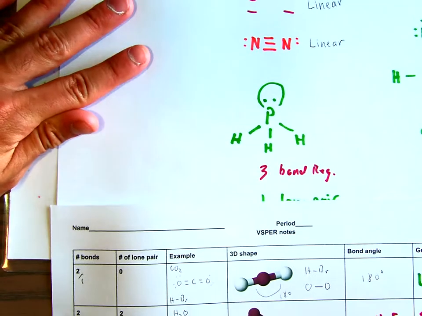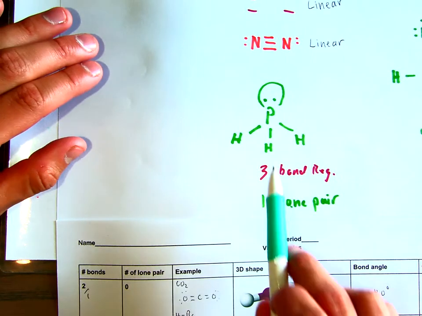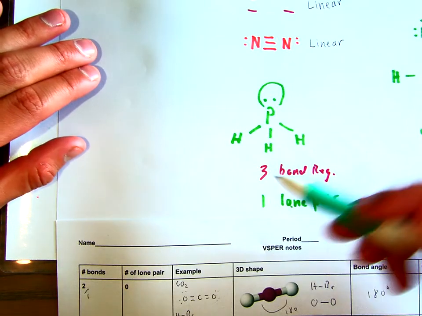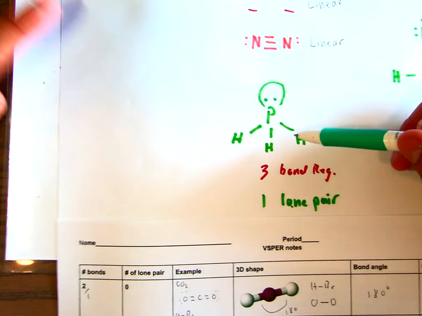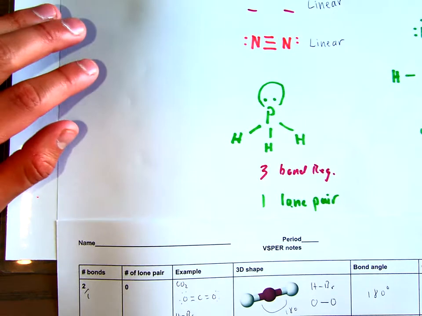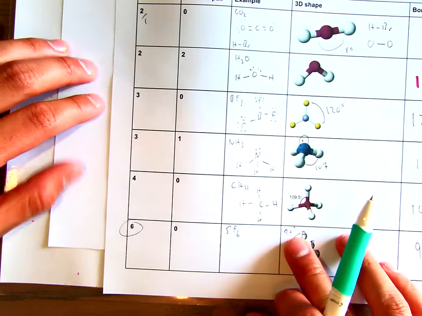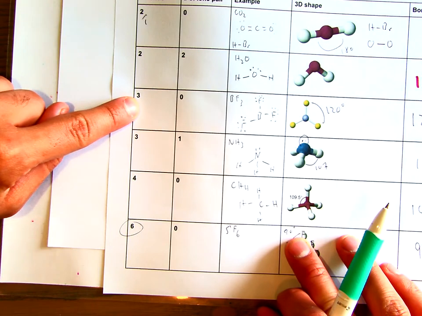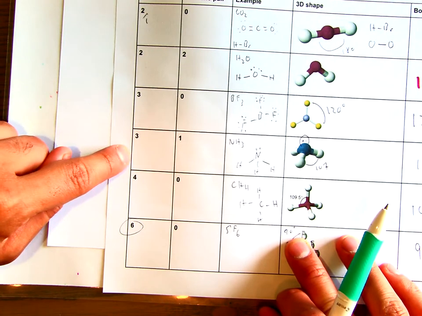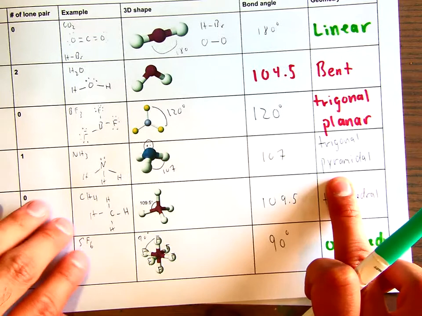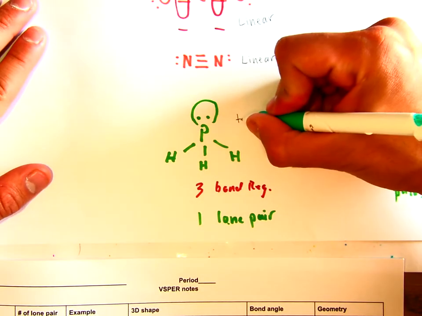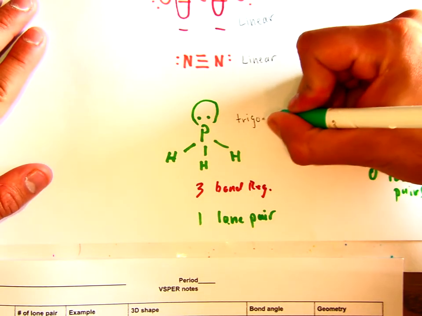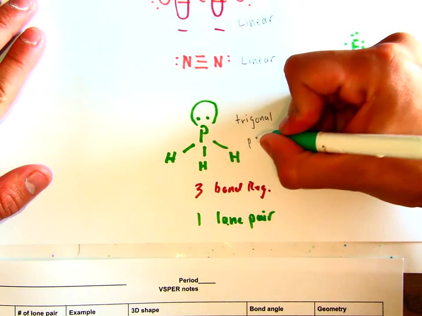Okay. What about this compound here? In the center atom we have 1, 2, 3 bonding regions, but 1 lone pair. So let's look at my chart. 3 bonding, well, that's 3 bonding, but that has 0 lone pairs. 3 bonding, 1 lone pair. What do we call that? Trigonal pyramidal. So this compound, the 3D shape would be trigonal pyramidal.